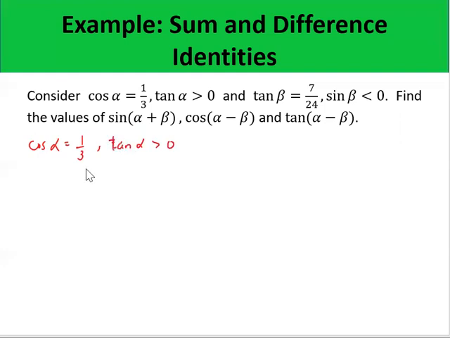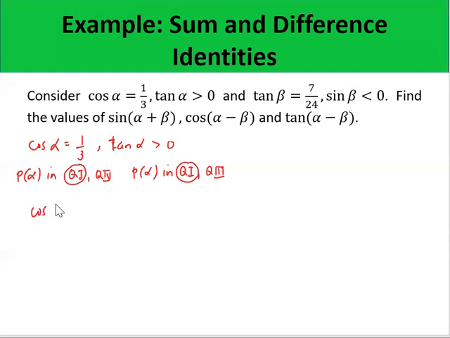So first we need to find out the location of the terminal point of alpha. Since cosine alpha is positive 1/3, then the terminal point of alpha must be in quadrant 1 or 4. And tangent alpha greater than 0 means tangent is positive, and that means that P of alpha is in quadrant 1 or quadrant 3. So the common quadrant for these two pieces of information is that the terminal point of alpha is in quadrant number 1. That means the terminal point of alpha will have a positive x coordinate and positive y coordinate.